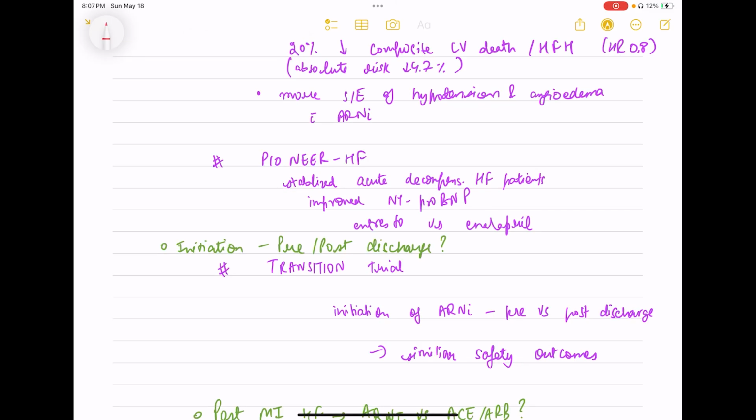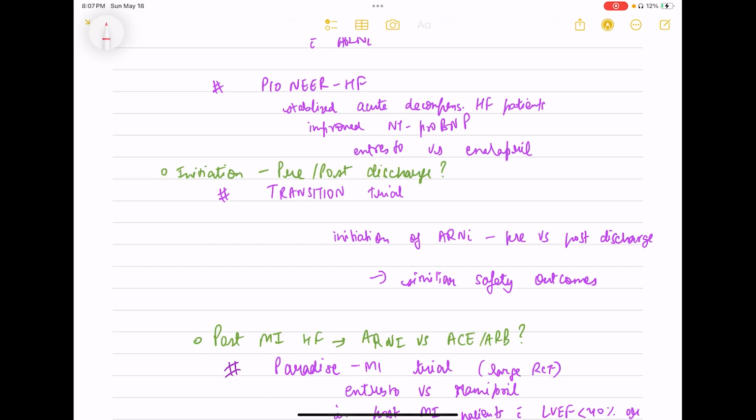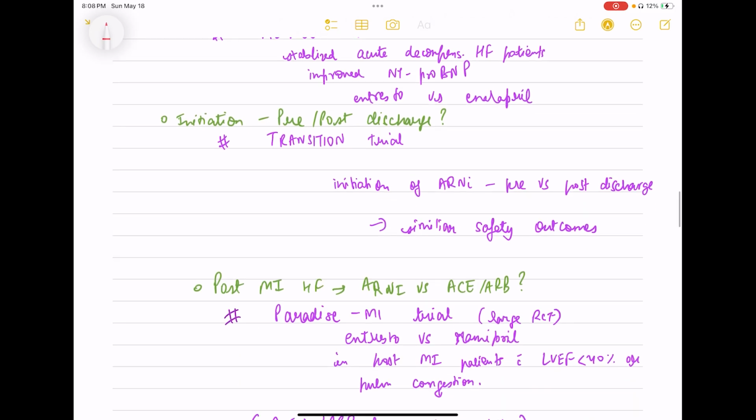In PIONEER-HF trial, they took stabilized acute decompensated heart failure patients, and the primary outcome was improvement in NT-proBNP, which was seen. So this was also a positive trial for ARNI. What about pre-discharge versus post-discharge initiation of Entresto? So there was this TRANSITION trial that looked at this, mainly looked at the safety outcomes, which were pretty similar in the two groups. So based on these findings, you can justify that it's pretty safe to start the patient before discharge on Entresto.